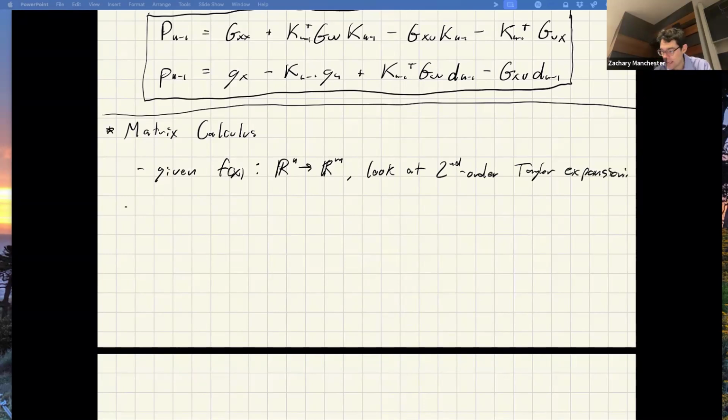So in the case that m equals 1, i.e. the output is a scalar, like a cost function.